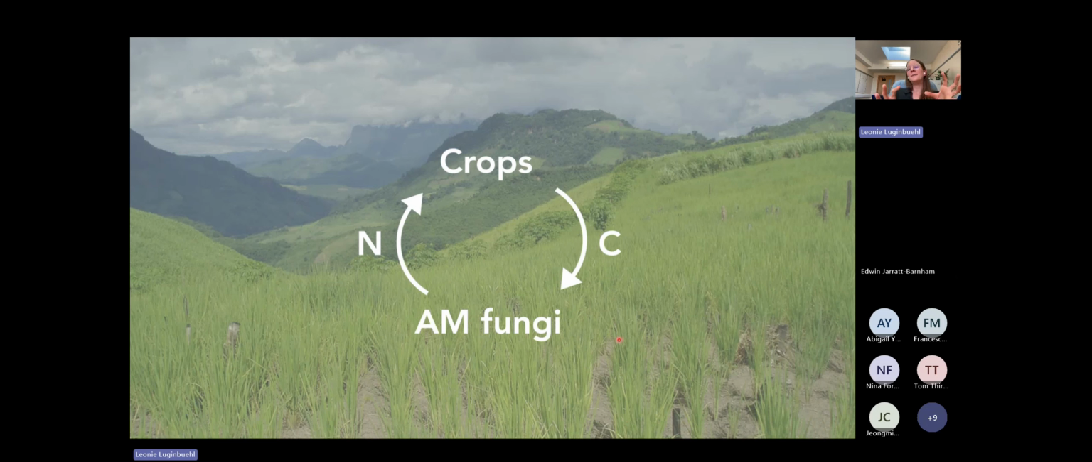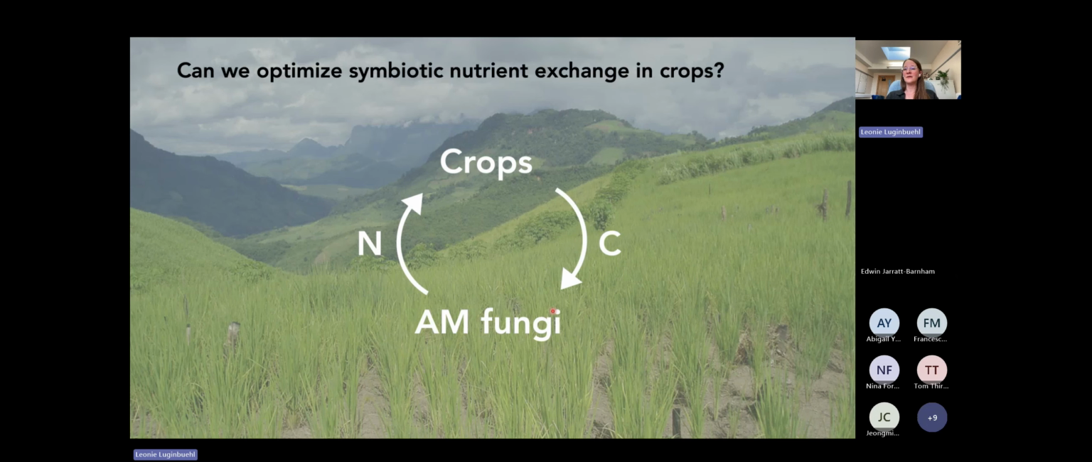And so overall, this symbiosis is an exchange of nutrients where fixed carbon through photosynthesis is exchanged for the nutrients. And what my group now looks at is how this nutrient exchange is regulated. In particular, what we want to understand is the role of carbon transfer in this symbiosis. At the moment, we have a very limited understanding of how carbon transfer is regulated by the plant or by environmental conditions. And so what we want to look at is, can we actually optimize this symbiotic nutrient exchange in crops by manipulating this carbon transfer?